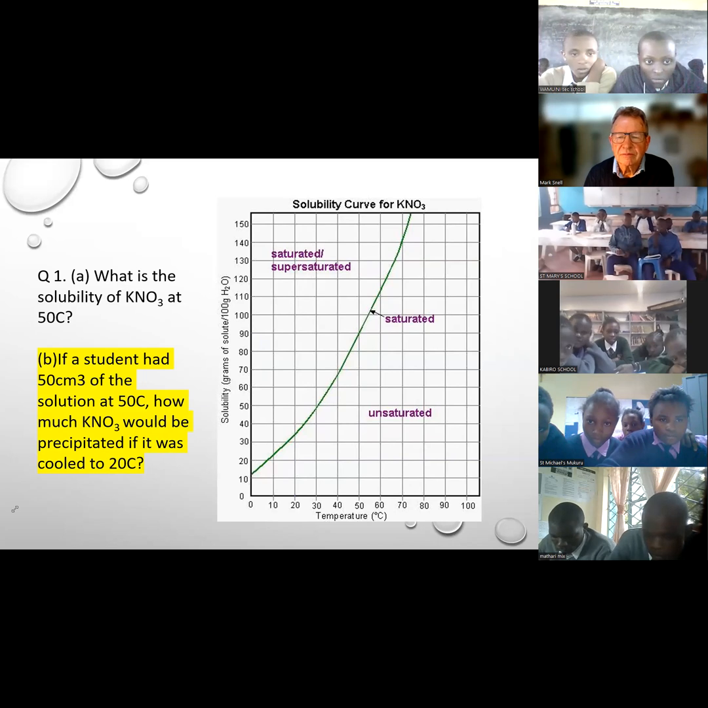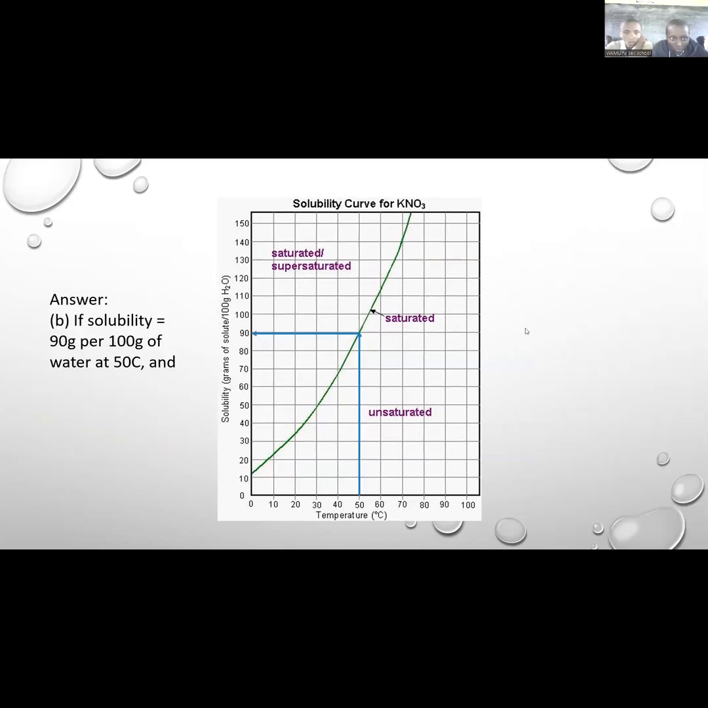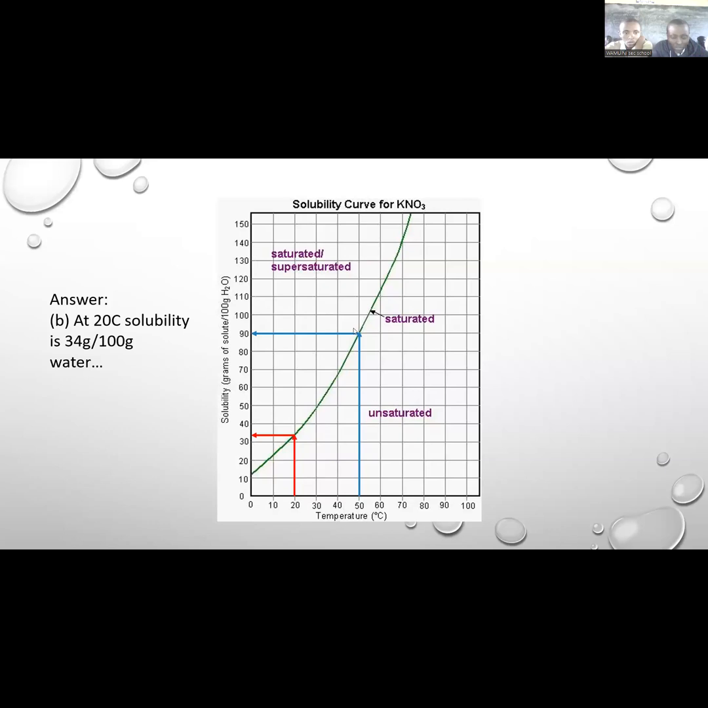Why not? Surely I've got it right. Look, I say, there it is at 50, it's 90. At 20, it's probably 34. So 90 minus 34 is 56.